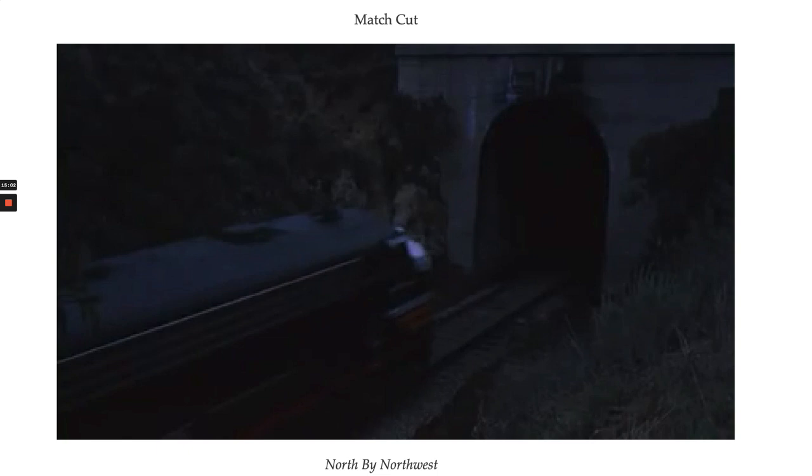All right, a match dissolve is similar to a match cut, except rather than being a cut, it's going to be a dissolve, right? So it's a dissolve between two separate scenes that are linked by a similar motif, such as an action or an object.